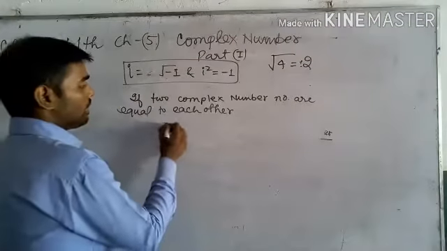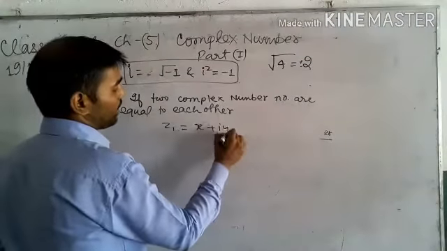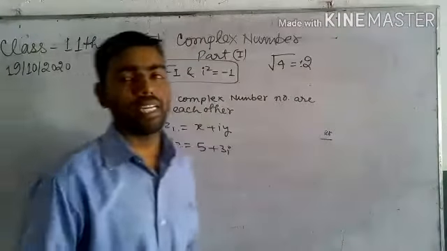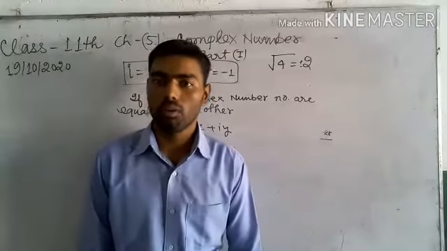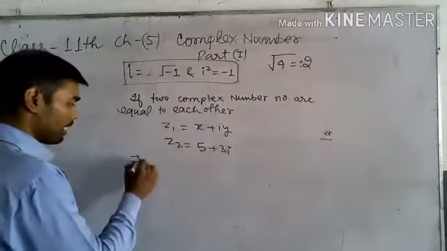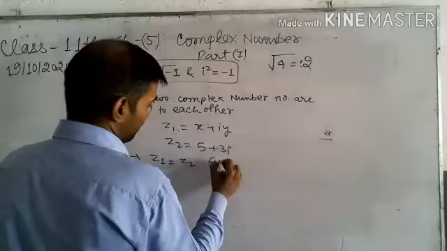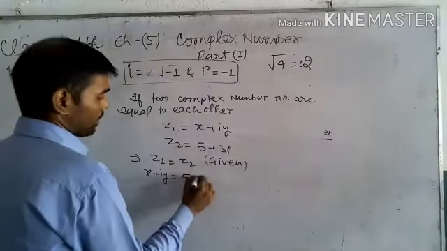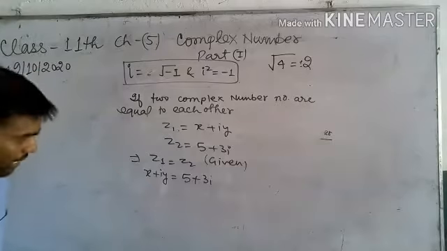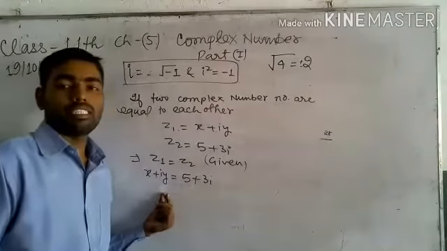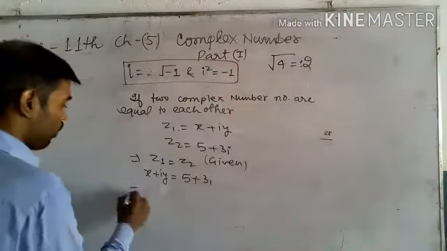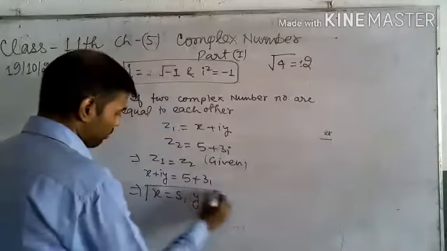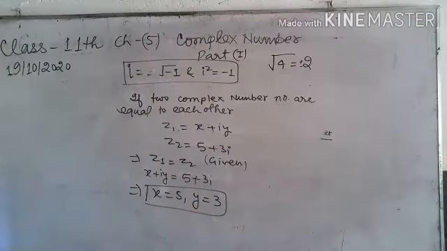Let's take an example. If z1 is equal to x plus iy and z2 is equal to 5 plus 3i, and the question says that if z1 and z2 are equal, then find the value of x and y. So, given z1, x plus iy is equal to 5 plus 3i. Here we compare real number to real number and imaginary number to imaginary number. So the value of x is equal to 5 and the value of y is equal to 3.